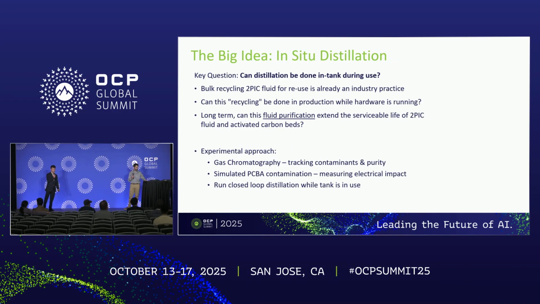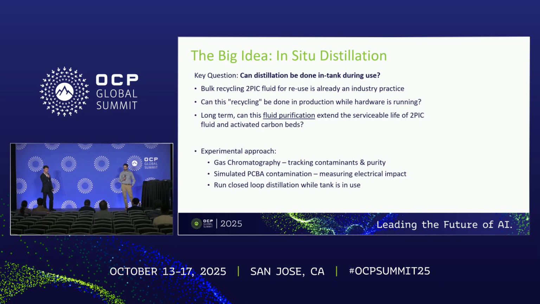Yeah, so like Matt was saying, we asked, if these fluids are already recycled in bulk commonly, can we take a proactive approach to filter the fluid while the system operates? If we can remove contaminants as they appear, perhaps we can extend intervals between carbon filter changes and add another line of defense to your system.